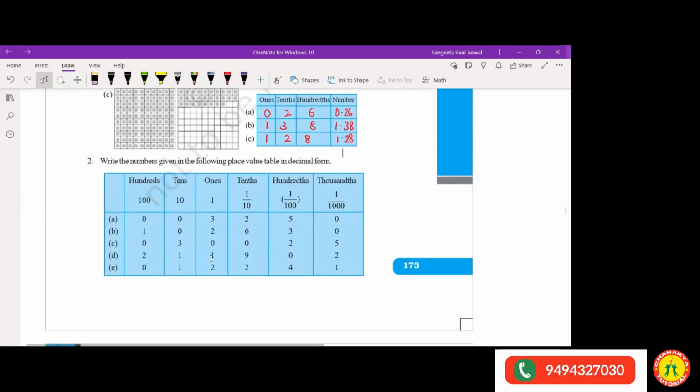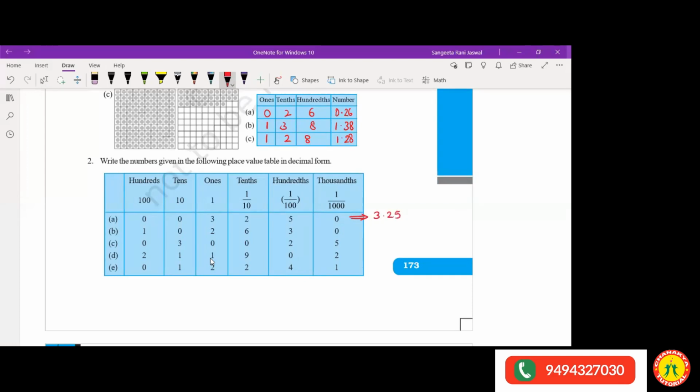Okay, now see the next. What is given: write the numbers given in the following place value table in decimal form. Can you write it in decimal form? This is simply given here. Please write. What will you write for the first one? Ma'am, for the first one we write 3.25.